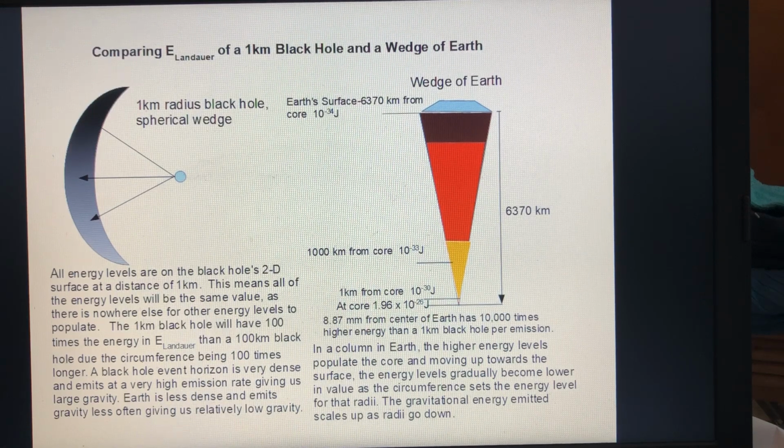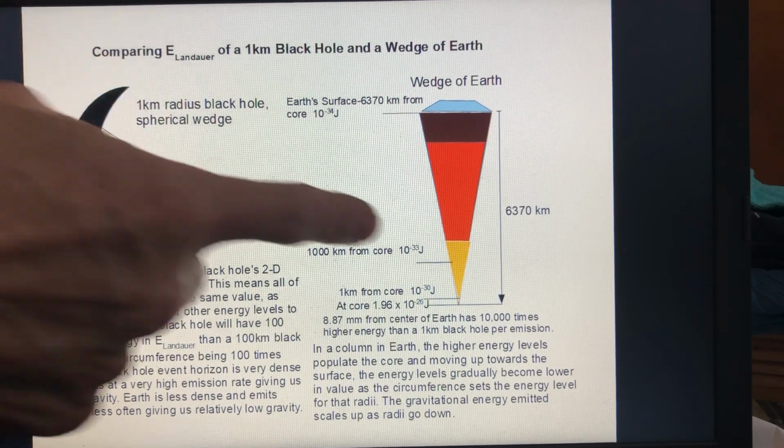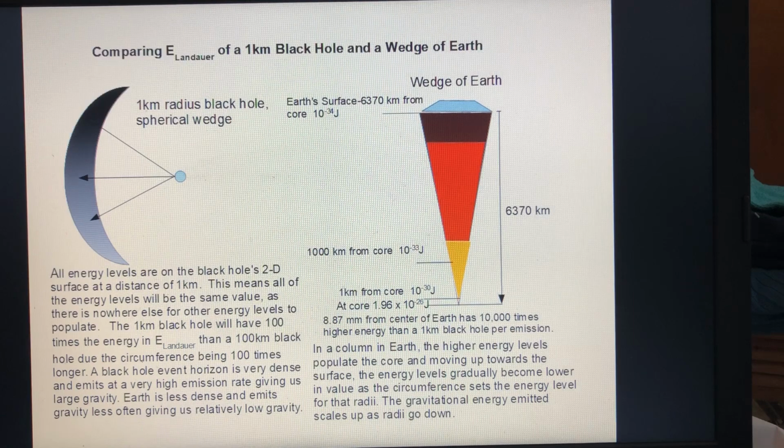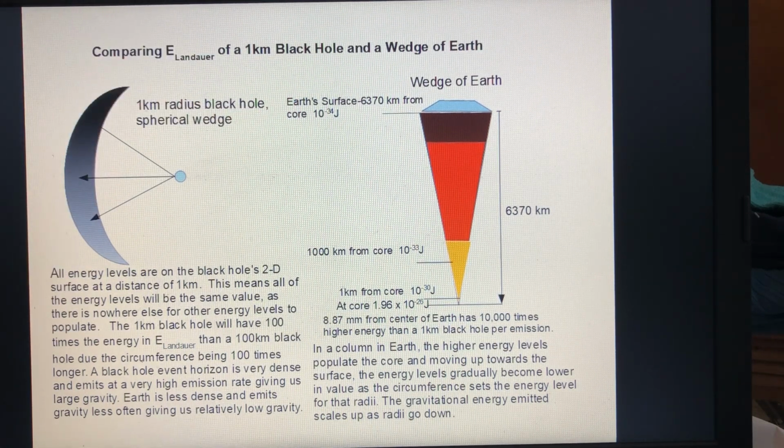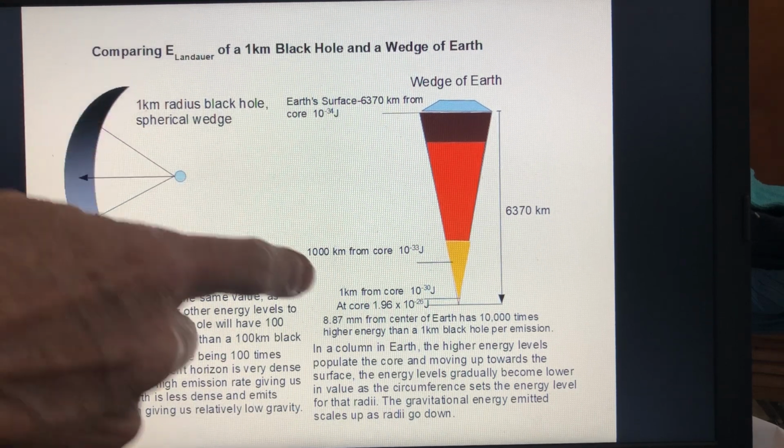A black hole event horizon is a very dense surface and emits at a very high emission rate, giving us large gravity. Earth is much less dense and emits gravity less often, giving us relatively low gravity. Now here at the wedge of Earth, Earth is a three-dimensional object, so you can see it's going to have a variety of radii. And at the surface, we have 10 to the negative 34 joules, as we had discussed on the previous slide. But let's look at the core.